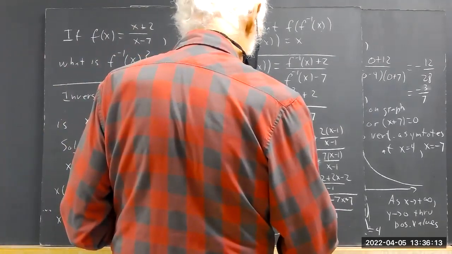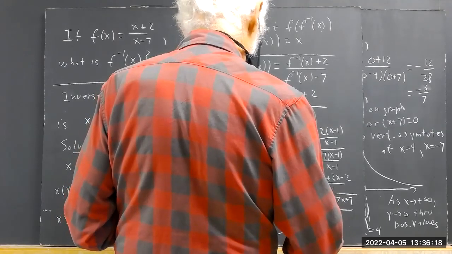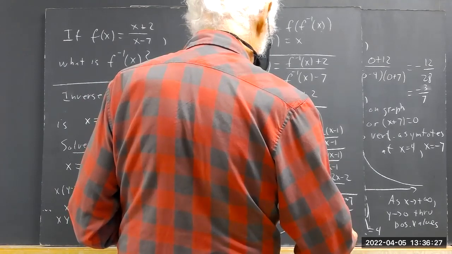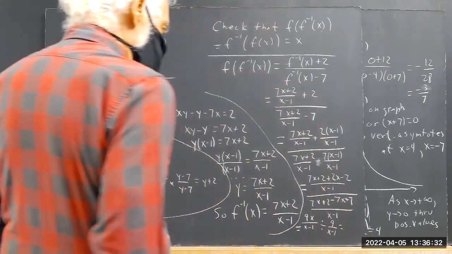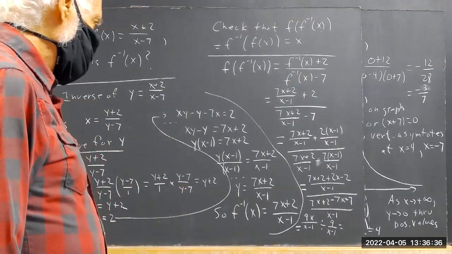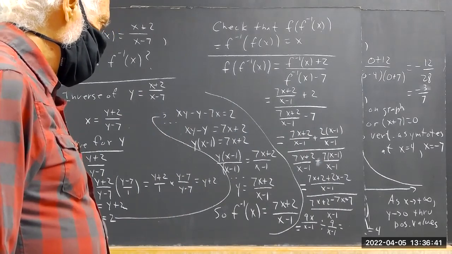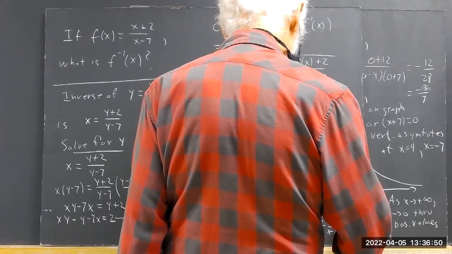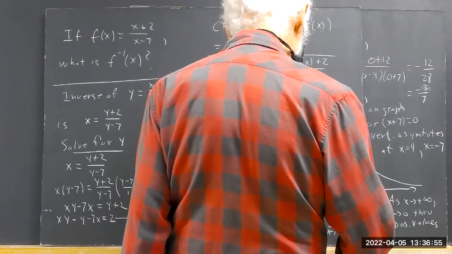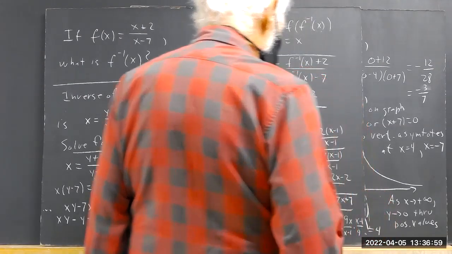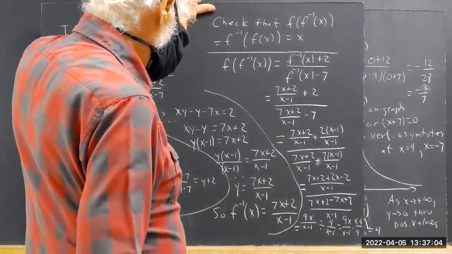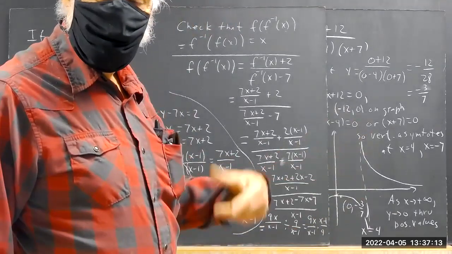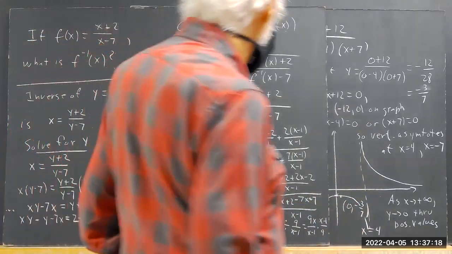We get 9x over x minus 1 times x minus 1 over 9. And of course, 9x divided by 9 is just x, and x minus 1 divided by x minus 1 is just 1, and we get x. Okay? Now I'm going to write that out somewhere.